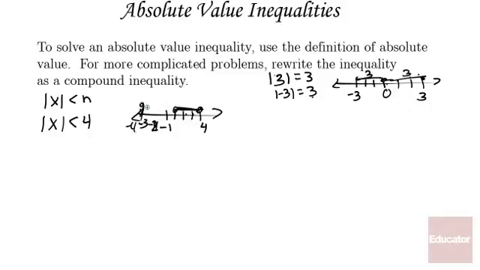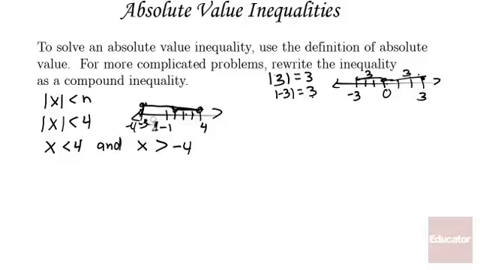Because the distance between -4 and 0 on the number line is less than 4. -3, the distance between that and 0 is less than 4. So anything in this range is going to satisfy it. So what this is really saying is that x is less than 4 and x is greater than negative 4.